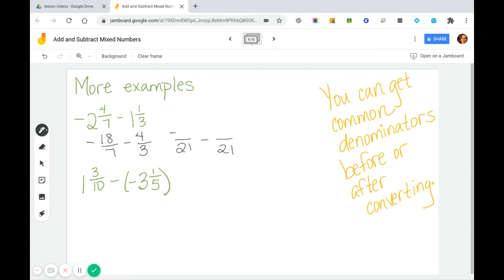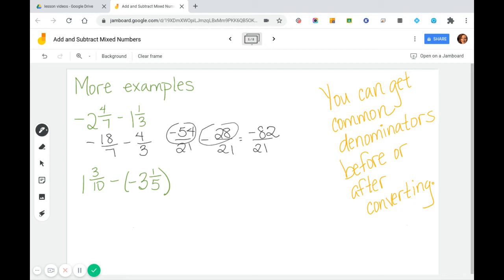To get from 7 to 21, I multiply by 3. So then I also need to do the 18 times 3, and I get 54. To get from 3 to 21, I multiply by 7. So then I also do 4 times 7, and I get 28. I'm going to leave the 21 on the bottom. And then I've got a negative 54 and a negative 28. If I owe one person $54 and I owe another person $28, altogether I owe $82.